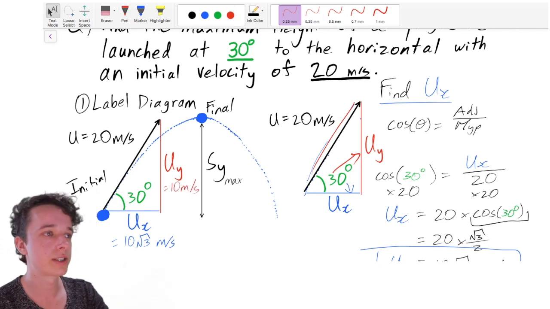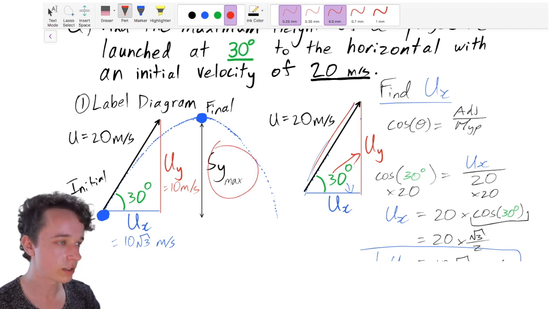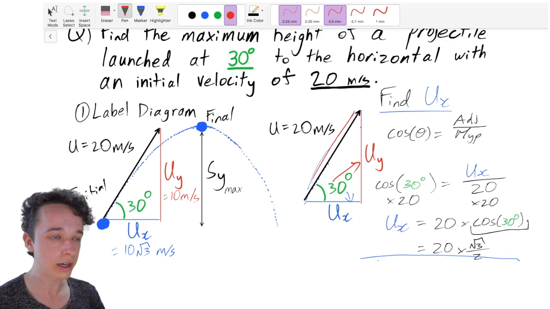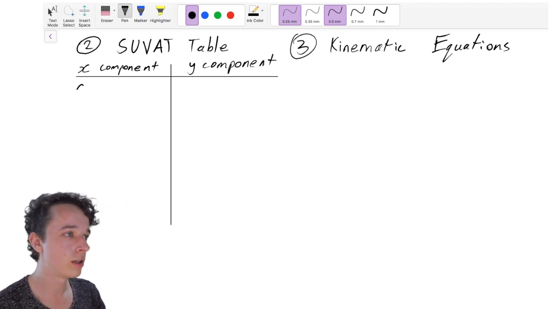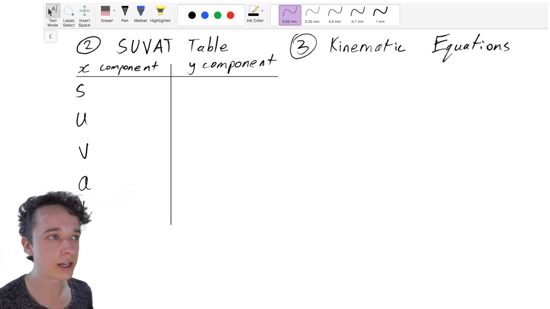So just to recap, in that step, we labeled the diagram, we drew the final position, we drew the thing that we're trying to find, sy max. We also broke the initial velocity into its x and y components, and then we used trigonometry to find the value of the x and y components. So next, step 2, is the SUVAT table. Now, SUVAT is an acronym for displacement, initial velocity, final velocity, acceleration, and time. And the goal of the SUVAT table is to find out and collate as much data as possible from what you've been given in the question.